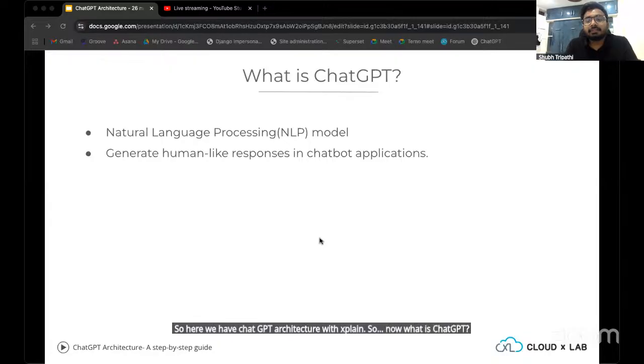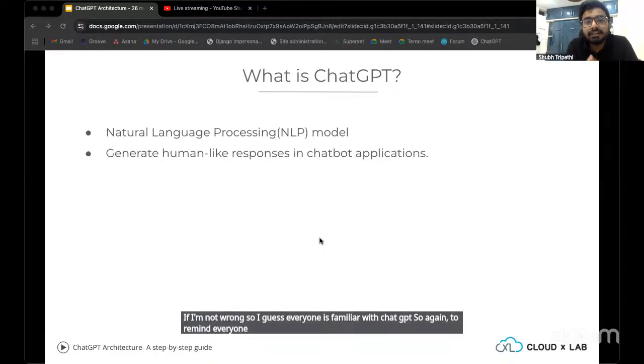Most of you would have used ChatGPT by now, if I am not wrong. So I guess everyone is familiar with ChatGPT. So again, to remind everyone, feel free to ask any doubt which you think. And no doubt is less, and no doubt is more.